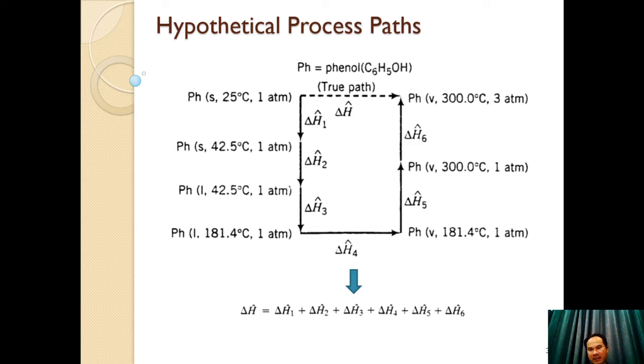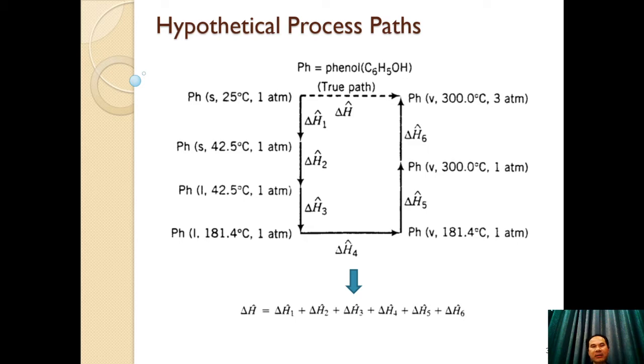We take the solid at 25 degrees Celsius, 1 atm, to 42.5 Celsius at 1 atm by increasing the temperature at constant pressure. This temperature is the melting point of the solid. Delta H1 is the temperature increase from 25 to 42.5. Delta H2 is the phase change from solid to liquid at constant pressure. Then we increase the temperature from 42.5 Celsius to 181.4 Celsius at constant pressure, until we reach the boiling point.